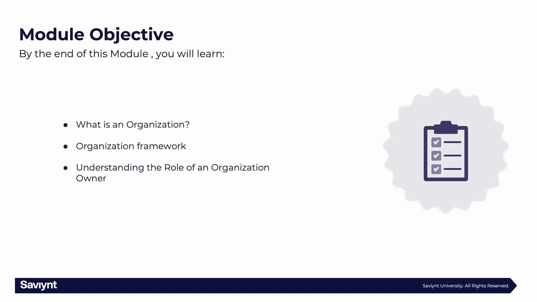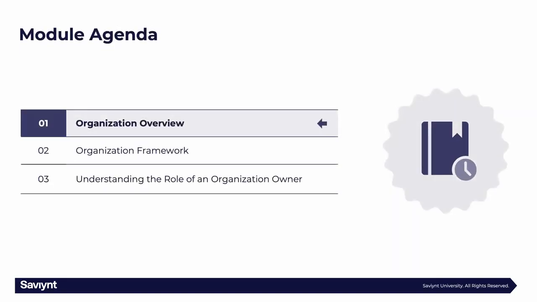Module Objective. By the end of this module, the following key topics will be understood. Definition of an organization in Saviynt EIC: understanding the concept and purpose of organizations within the platform. Types of organizations: exploring the classifications and frameworks available to categorize and manage organizations. Role of an organization owner: identify who an organization owner is and their responsibilities within the system.